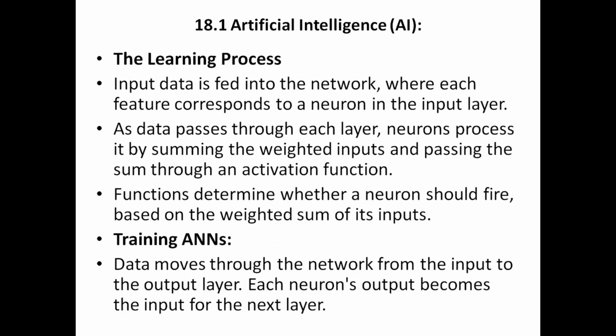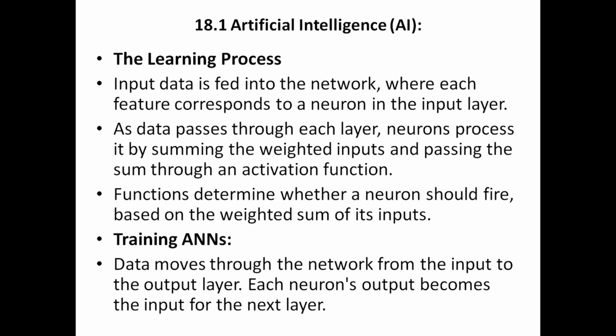The learning process. Input data is fed into the network where each feature corresponds to a neuron in the input layer. As data passes through each layer, neurons process it by summing the weighted inputs and passing the sum through an activation function. These functions determine whether a neuron should be fired based on the weighted sum of its input.